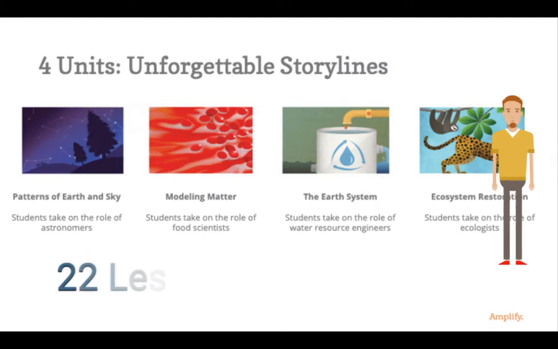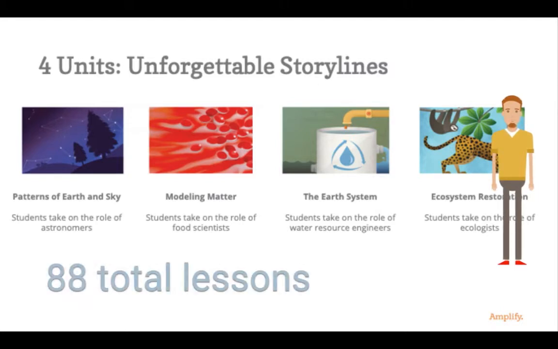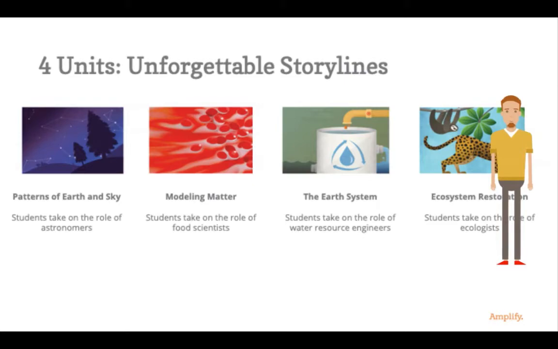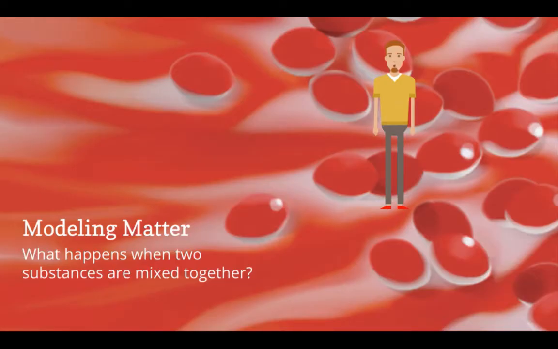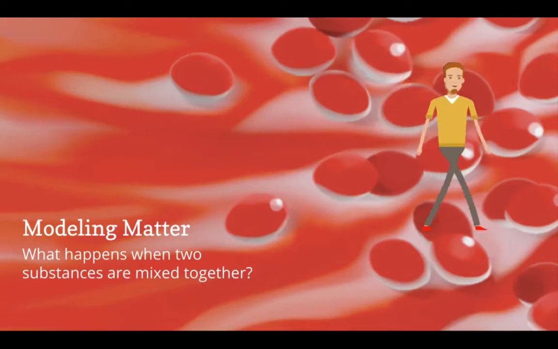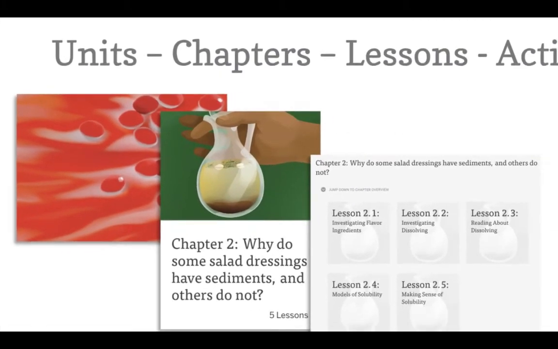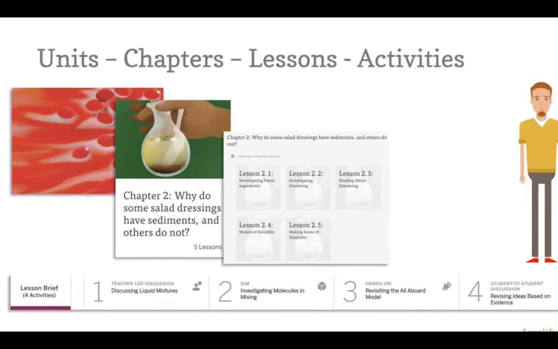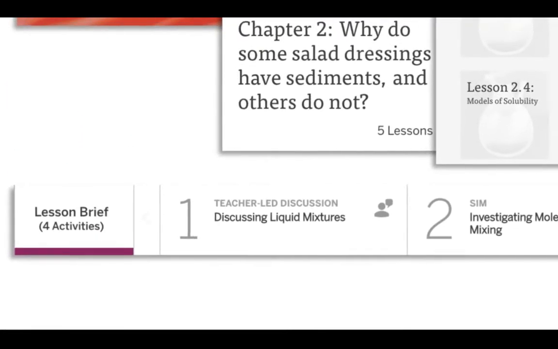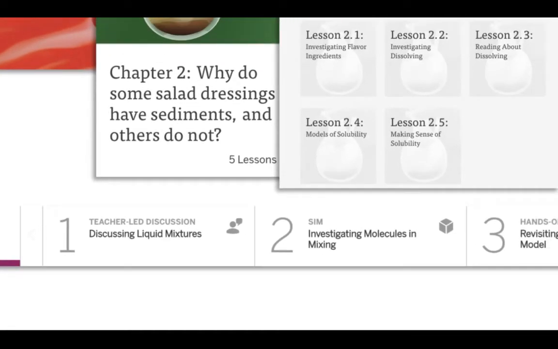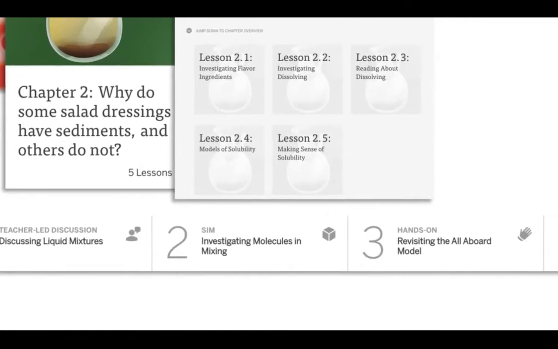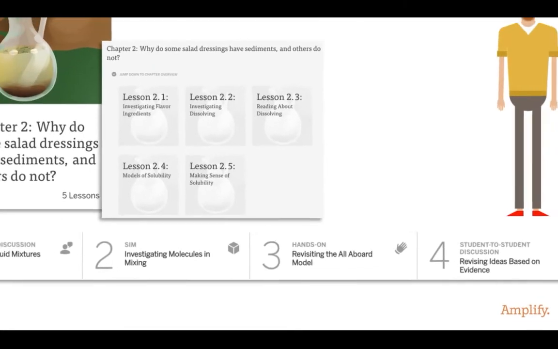Planning is simple. Each unit has 22 lessons, so you'll have a total of 88 lessons to teach for the academic year. Now let's take a look at the teacher instructional materials that bring these units to life. As an example, I'll be using the unit Modeling Matter, where students work as food scientists. All Amplify units have similar design and resources. The design of Amplify units is very clear and easy to understand. The unit has several chapters, and each chapter has lessons, and every lesson has a series of activities. As you see here, this lesson has 4 activities, starting with a teacher-led discussion, leading to gathering evidence and simulation, and with hands-on modeling, and then concluding with student discourse.